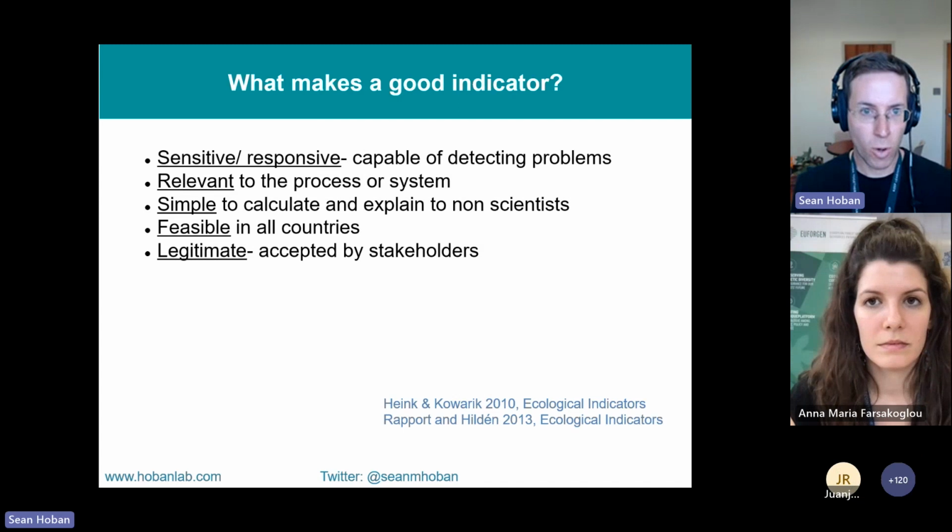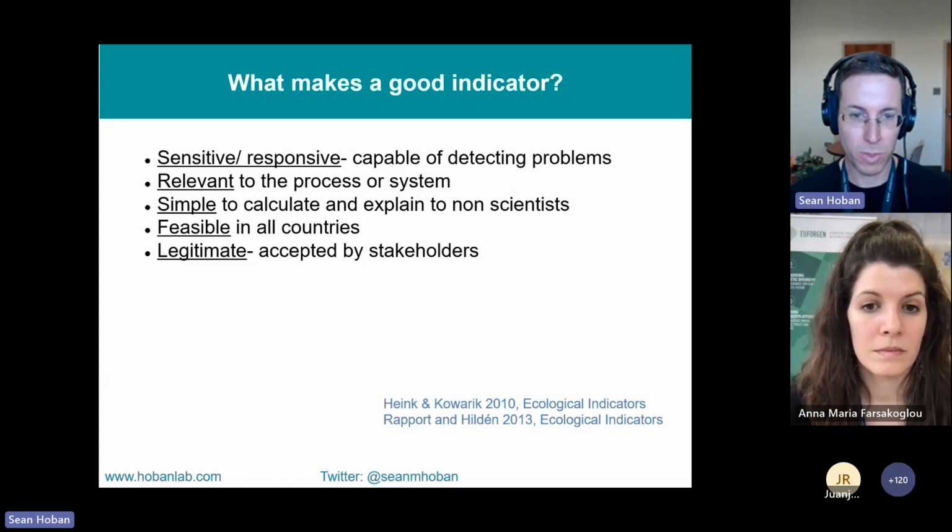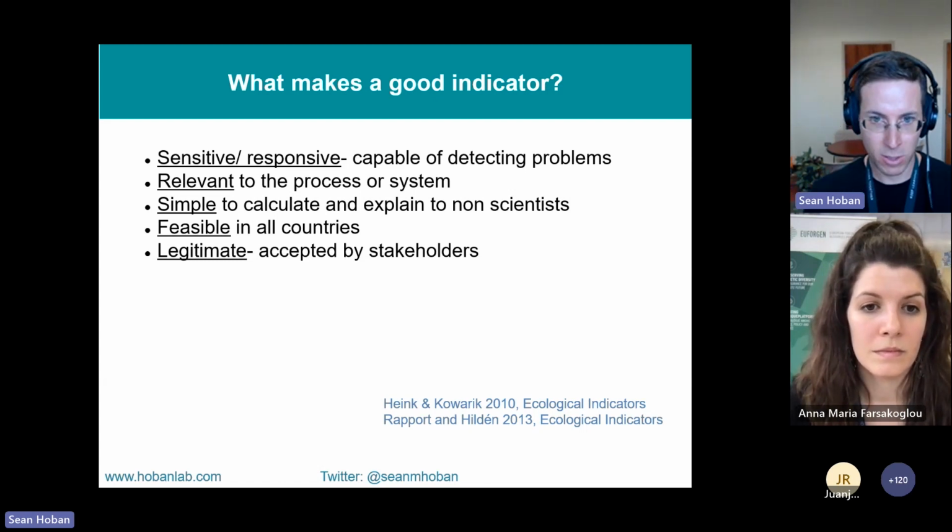Indicators should have certain qualities, such as sensitivity, detecting changes. They should, of course, be biologically relevant. They should be simple and able to be explained to non-scientists to some degree. And they should be feasible in all countries, that is affordable, and they should be legitimate, that is accepted by stakeholders.